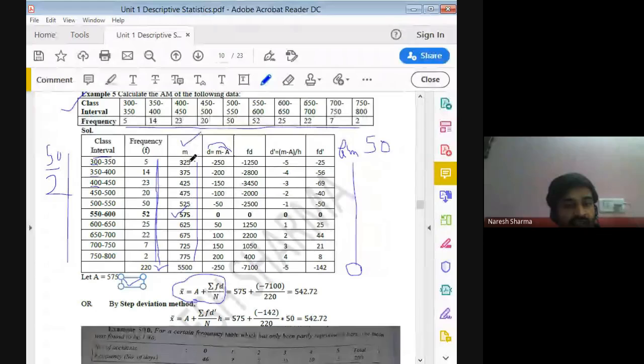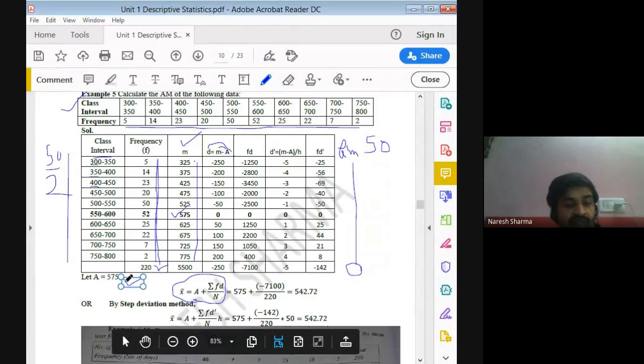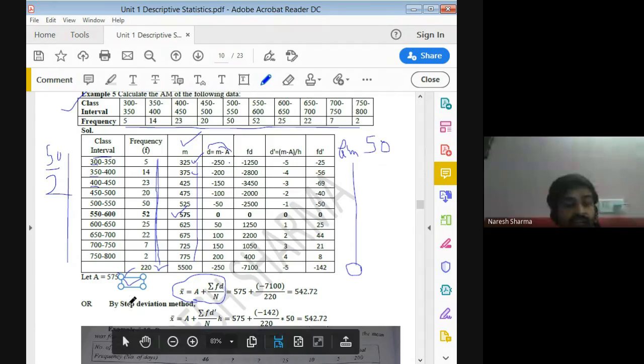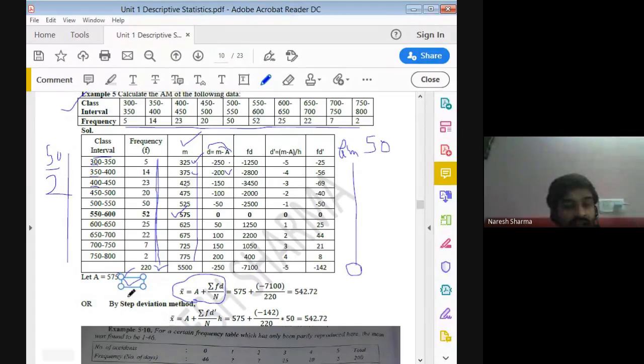So we calculate this m minus assumed mean. M is 325 minus 575. The difference between this 325 and this 575 is 250, with a minus sign. Similarly, 375 minus 575 is 200 with minus sign. Similarly, 425 minus 575 is negative 150. Similarly, go like this way. You can find these results: 620.